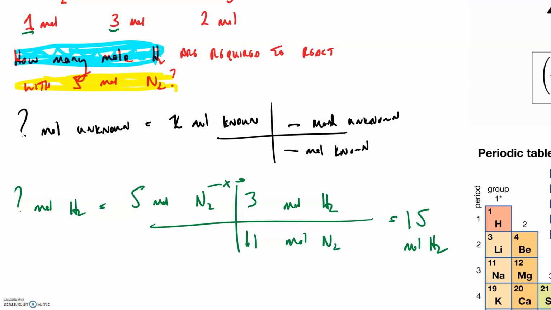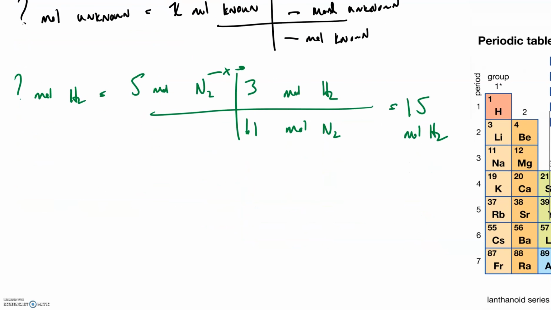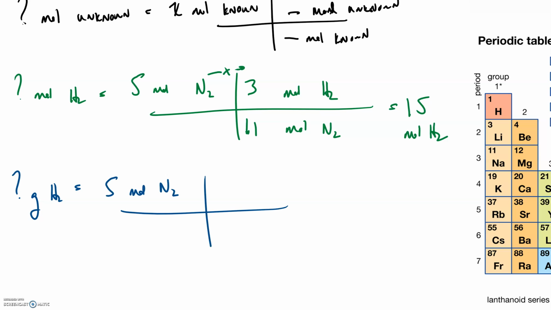But what if it was asking us to go a step further? What if it wasn't asking for moles? What if it was asking for grams? That means this setup would look a little different. We'd say how many grams of H2 would be equivalent to 5 moles of N2. So this is what's called a moles to mass problem. And it's fairly straightforward because everything's exactly the same. We're going to add one step.